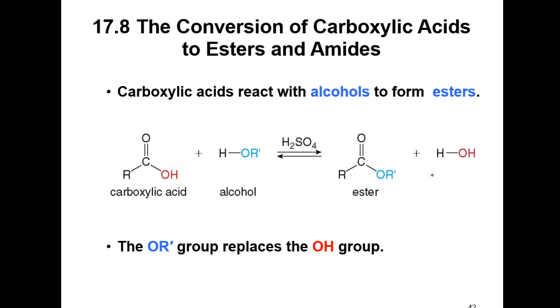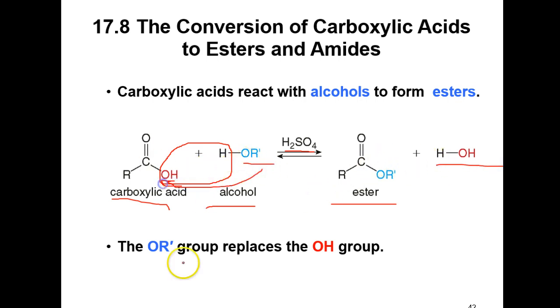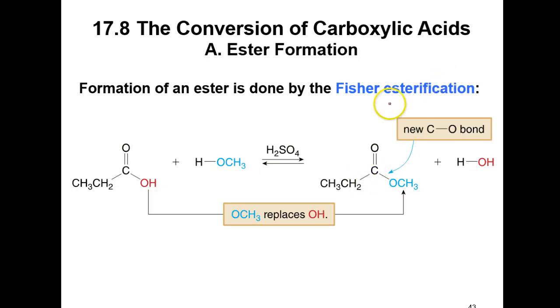So we're going to see a few of these reactions. Here's probably the easiest of them all. This is the esterification, because we're forming an ester. You take a carboxylic acid plus an alcohol in the presence of acid. Notice water pops out, and then your OR group replaces the OH group, and you form an ester. It's what's actually called a Fischer esterification. That's the name of the scientist that came up with it.